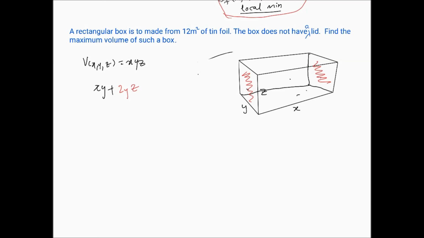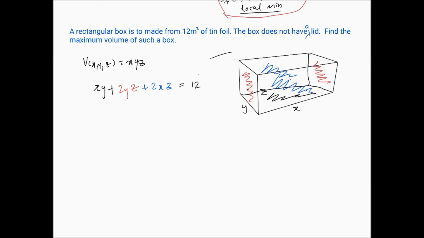And then you've got this side here and the opposite side there, and its dimensions are xz, so there's 2 of xz. And the xy, as I've told you, is the bottom and the top, and there's no lid, so there's only one of those. And all of that should end up being equal to 12, because you've got 12 meter squares of tinfoil.